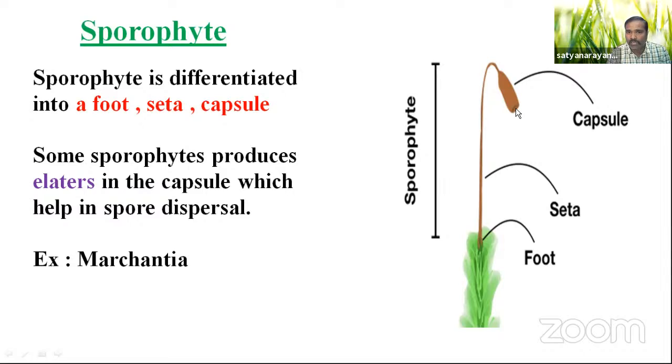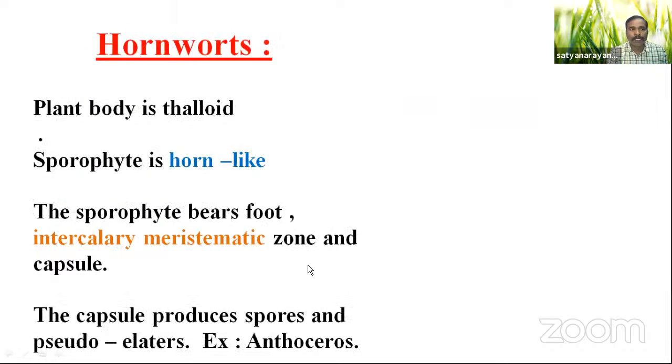Near the mouth or near the cap, the elaters are present. When the spores are developed, the elaters burst, so that the cap bursts and the spores are released into the atmosphere. So elaters are useful for the dispersal of the spores. Now, an example of this is Marchantia.